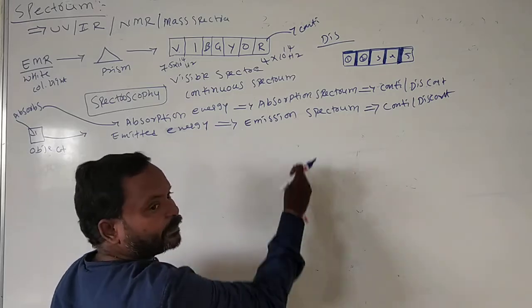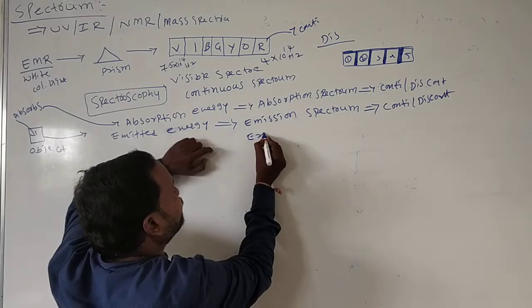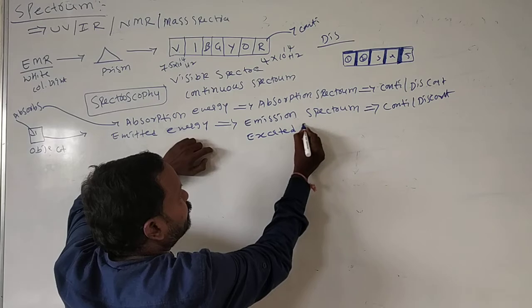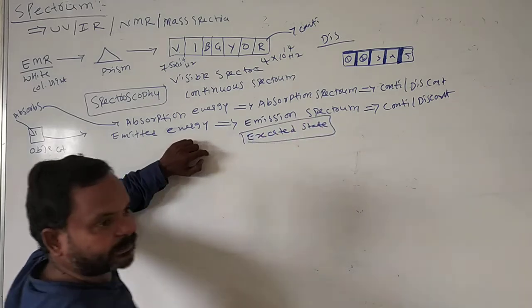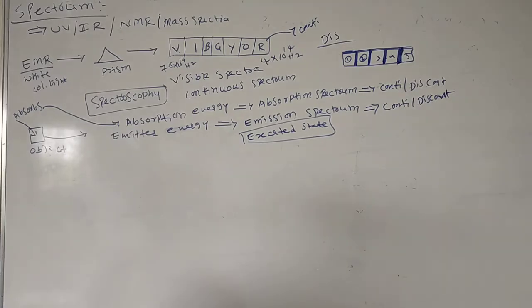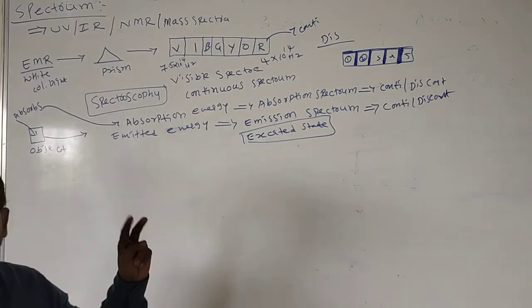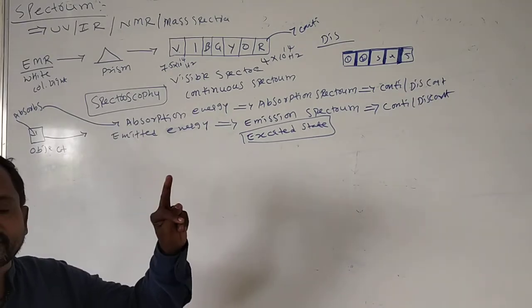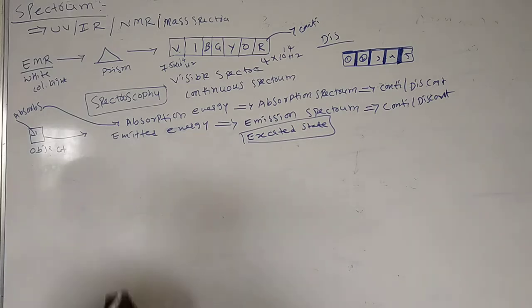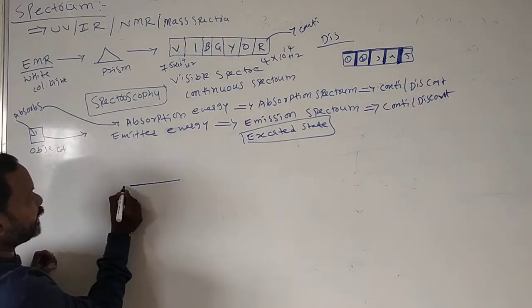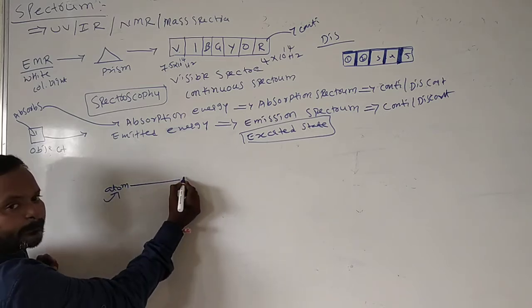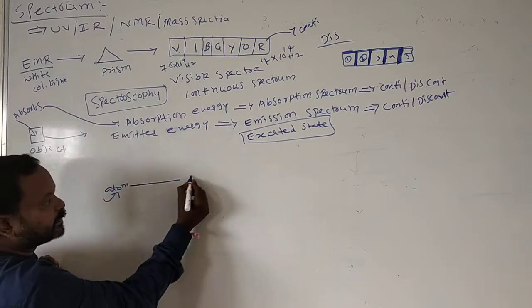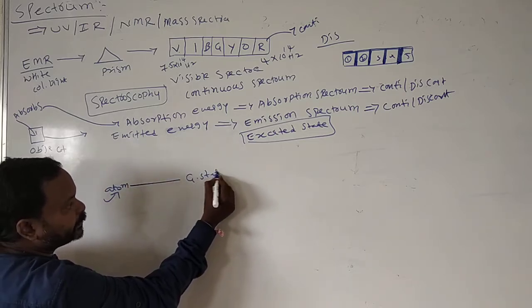And the emission spectrum is observed in the excited state only. What is the meaning of excited state? Every atom exhibits two states: one is ground state and the other is excited state. For example, here I am taking an atom. Here, normal state, this state we call ground state.